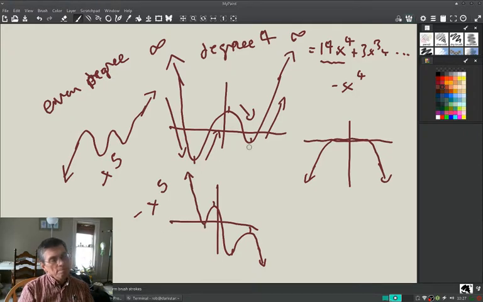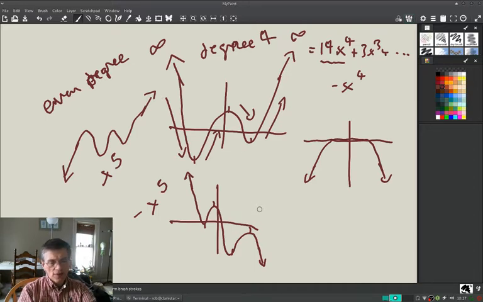Okay? That's all there is to these. So you can tell a lot about an equation just by, if it's a polynomial, its degree tells you how many turning points, and if it's even or odd, you can tell what its end behavior is.